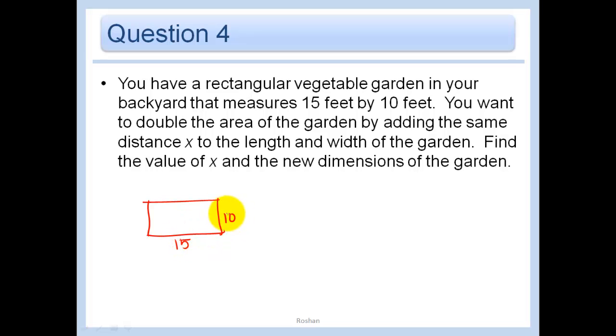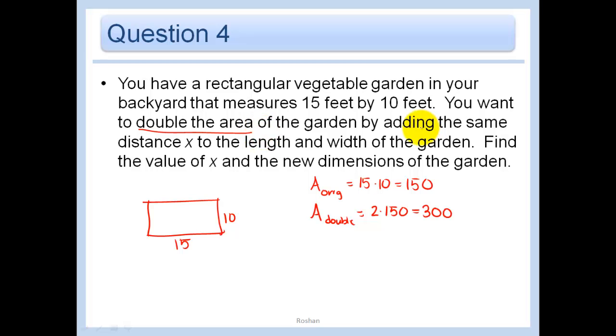15 by 10. You want to double the area of the garden by adding the same distance x to the length and the width of the garden. So let's start. We want to double the area. What was the area? The area, I'll just call it original, equals 15 times 10, or 150. So the area, when I double it, is going to be 2 times 150, or 300.